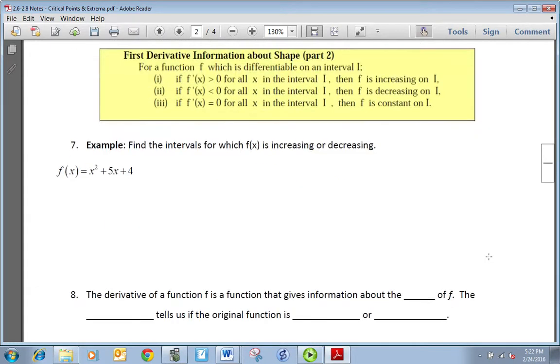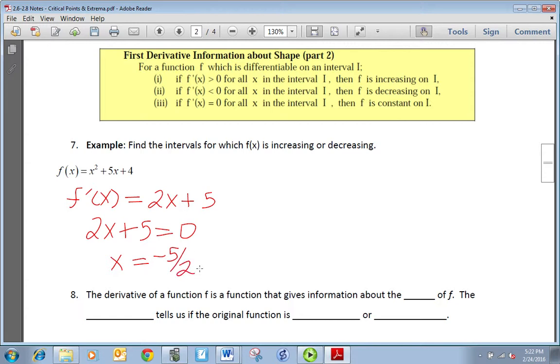So we can use calculus to find if a function is increasing or decreasing. We want to take the derivative, which is 2x plus 5, and we're going to set that equal to 0. Solving for x, we get that x is negative 5 over 2. And this is called a critical point, this negative 5 over 2. It's where the derivative equals 0.